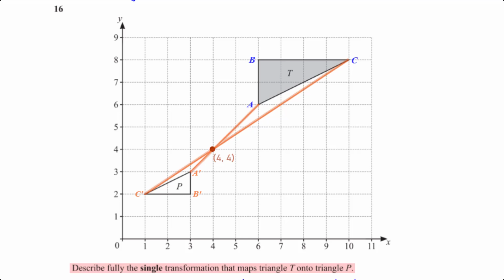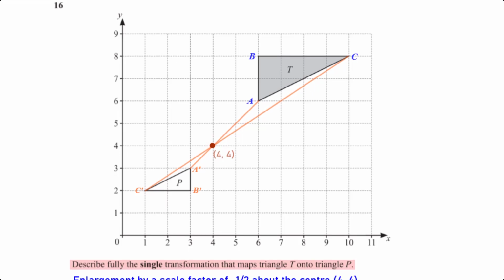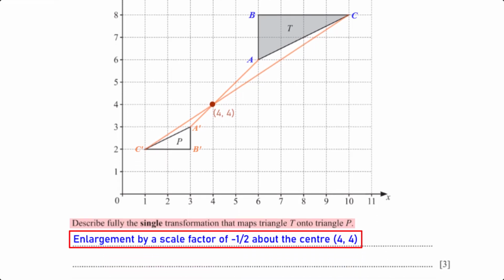To get this, we connect at least two corresponding points on both triangles. The intersection point of the lines is the center of enlargement, which is 4, 4. And so the full description for this transformation is enlargement by a scale factor of negative half about the center 4, 4.